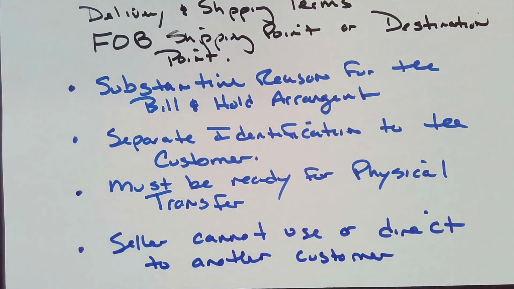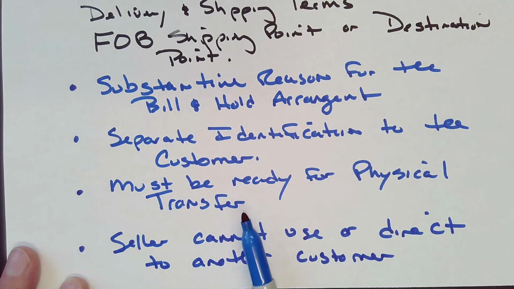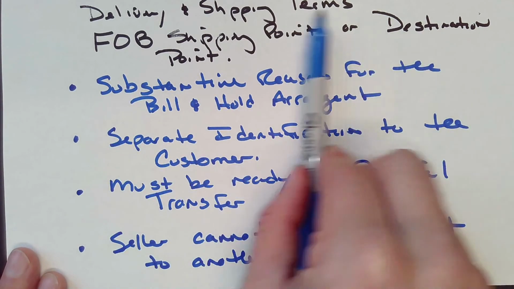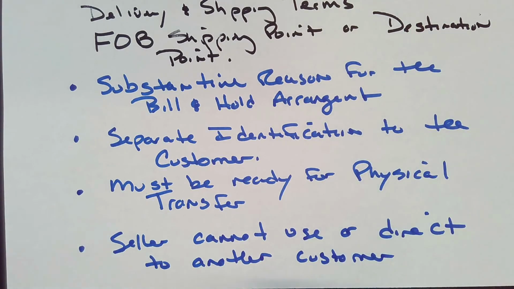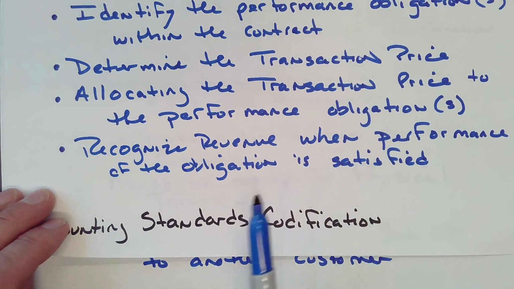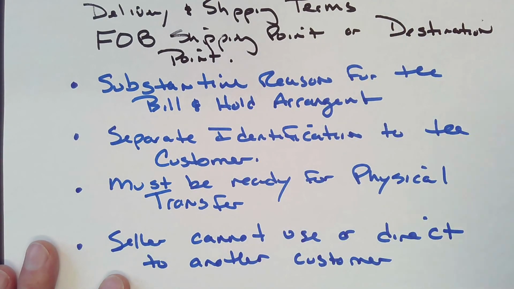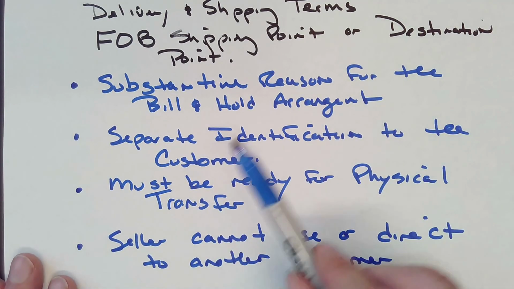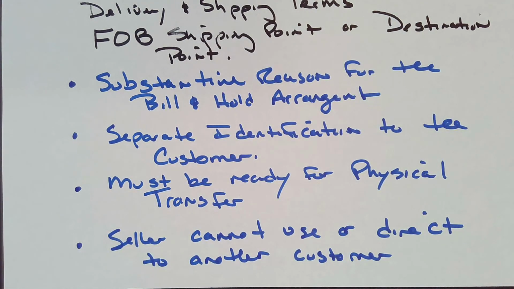So if we haven't shipped it, we still have it, these four things have to be there. If these four things aren't there and we haven't shipped it, then we have not met the performance obligation and satisfied the requirement, and we cannot recognize revenue. If we've shipped it and it's shipping point, we can. If we've shipped it to a destination point and it finally arrives there, then we can. If we haven't shipped it, then these four things have to be in place in order for us to be able to recognize revenue.